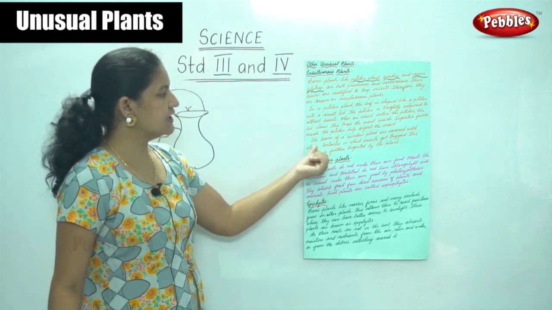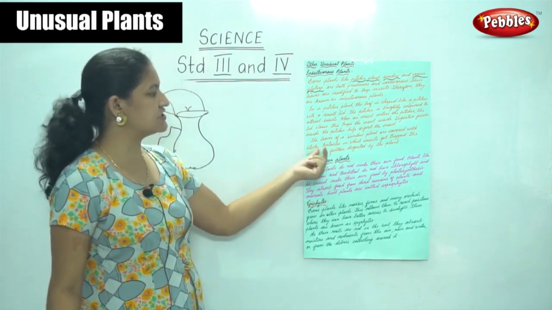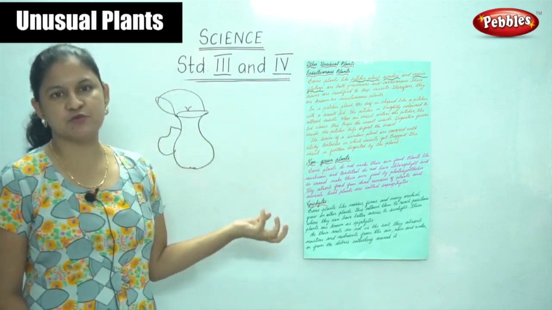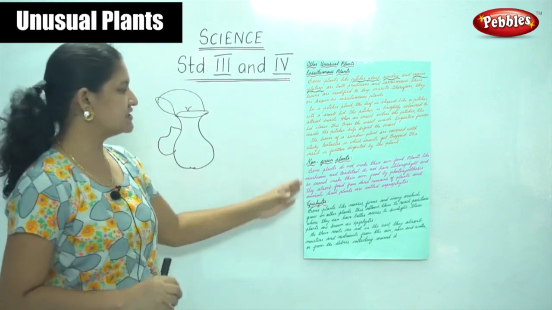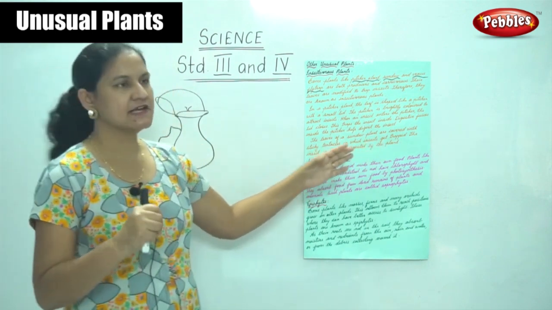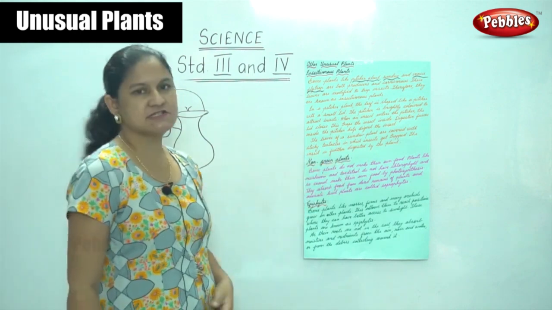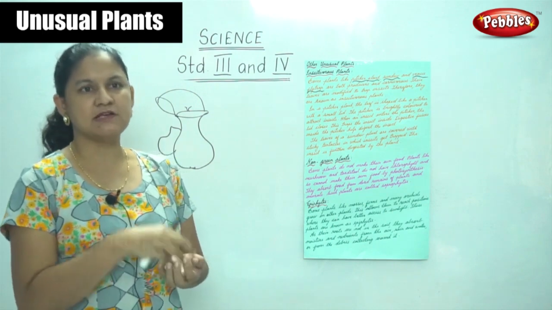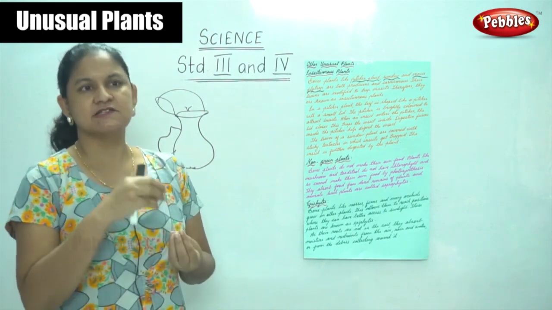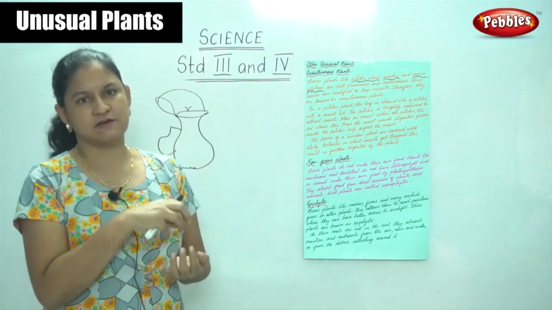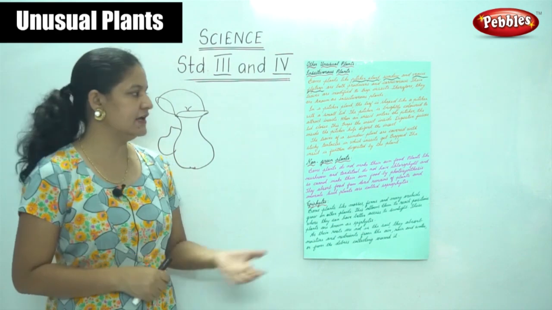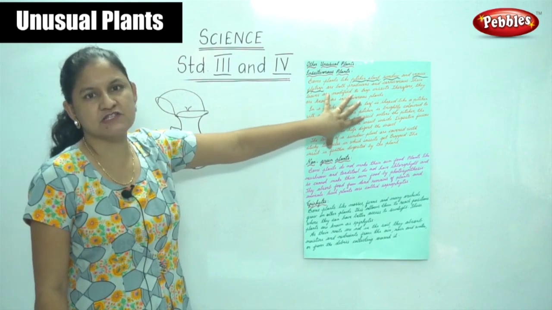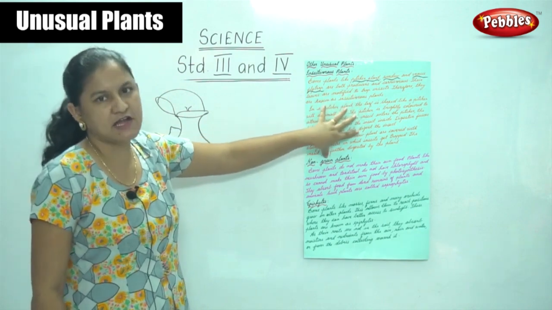Next, the leaves of a sundew plant are covered with sticky tentacles in which insects get trapped. When the insect sits on the leaves, it gets stuck because of the sticky tentacles, and it is then digested by the plant. So this is about insectivorous plants, which are also producers and carnivores.